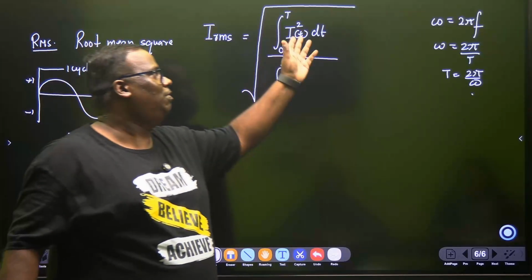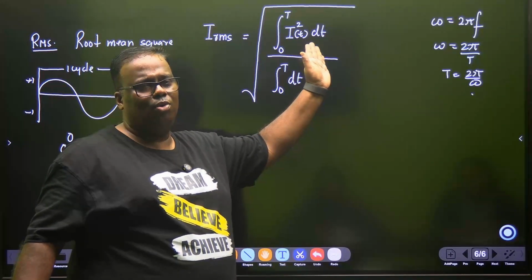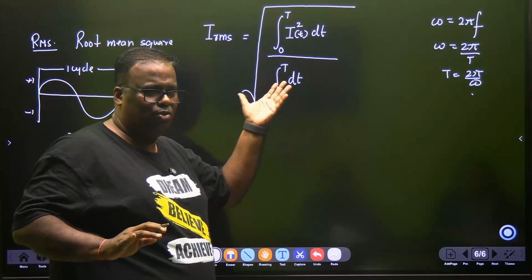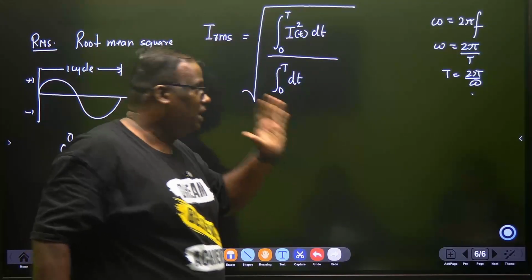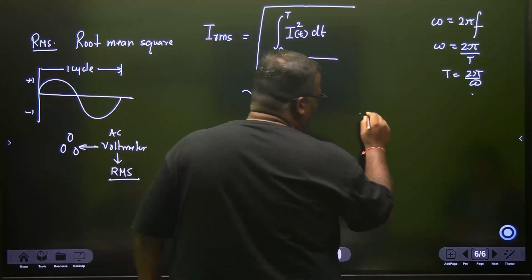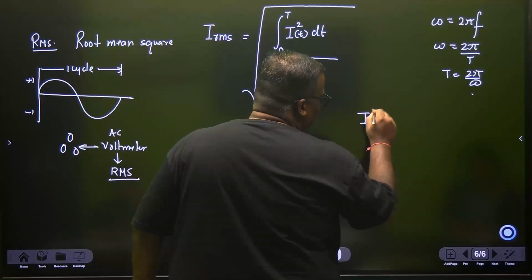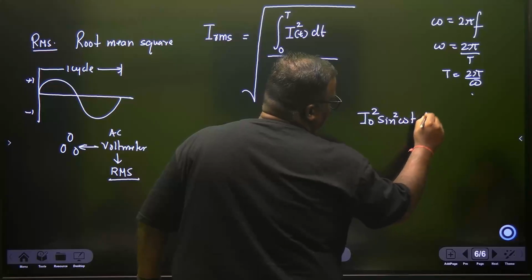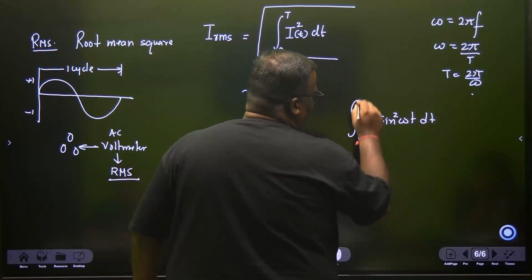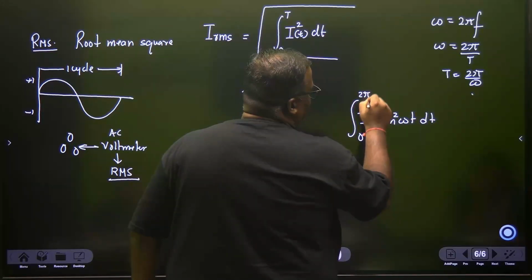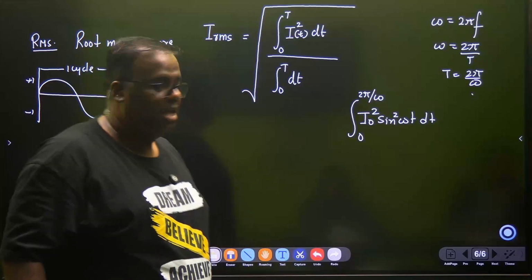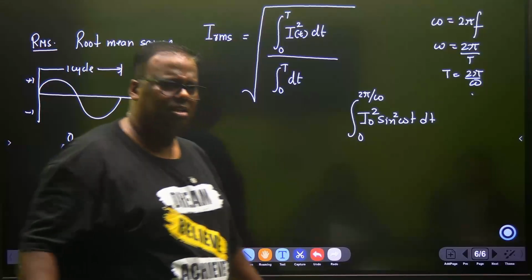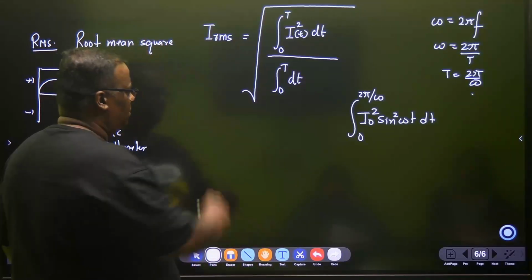The only problem that will come in this whole thing, just try. The denominator will still be easy. We will not take the root first. In the numerator, the problem you will get is I square sine square omega t dt. This sort of an integral you will be getting from 0 to 2 pi by omega. Do you agree or not? I square being a constant will come out. You have to integrate this. We'll be compassionate with him.